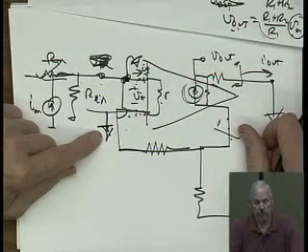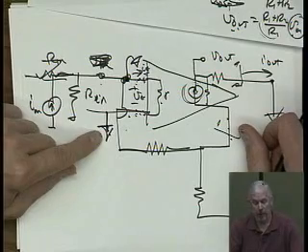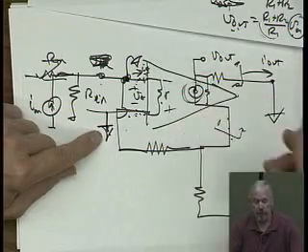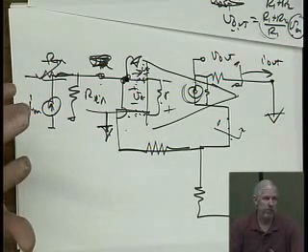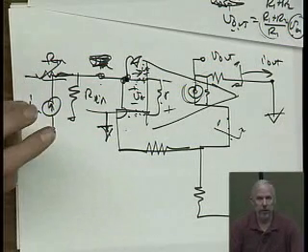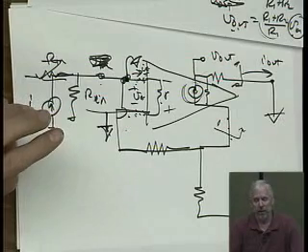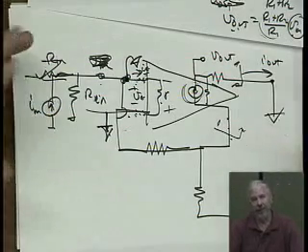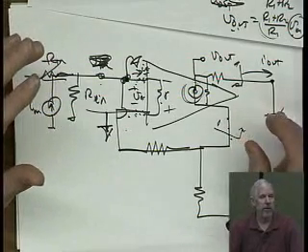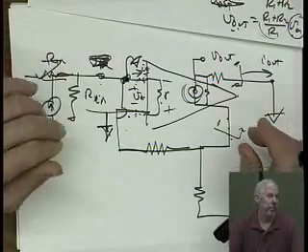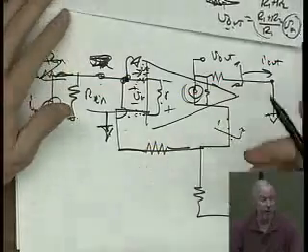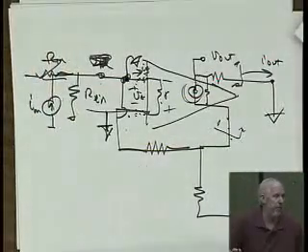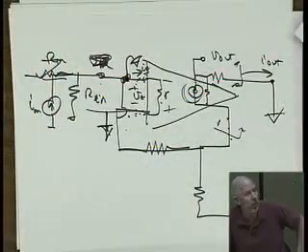Another question: does it matter if you flip the sign, so plus becomes negative? Yeah, it could make a positive feedback instead of negative feedback. But that doesn't change the feedback factor. As long as the gain's less than one, you can have positive feedback, right? And all our stuff will work fine.